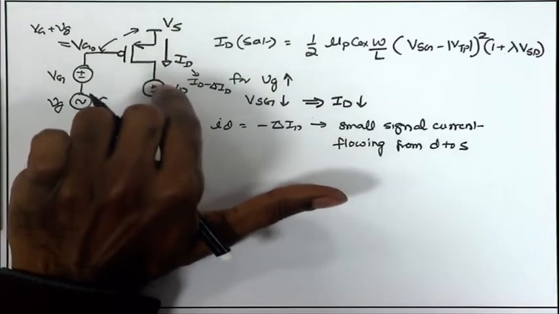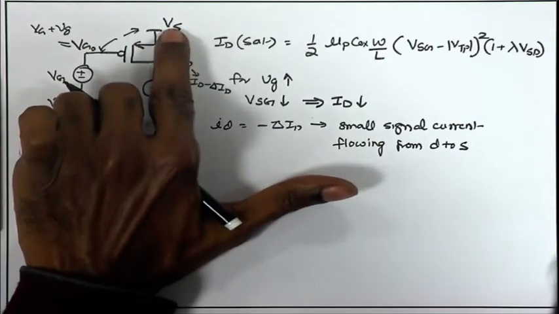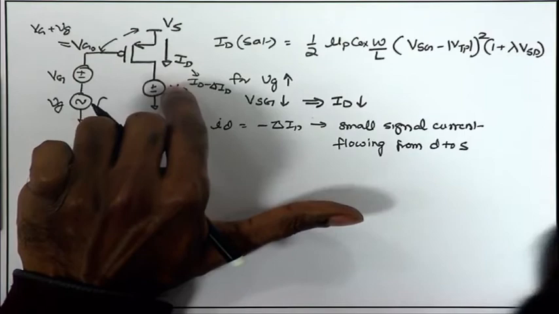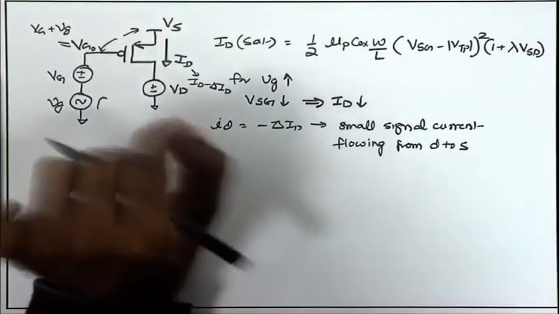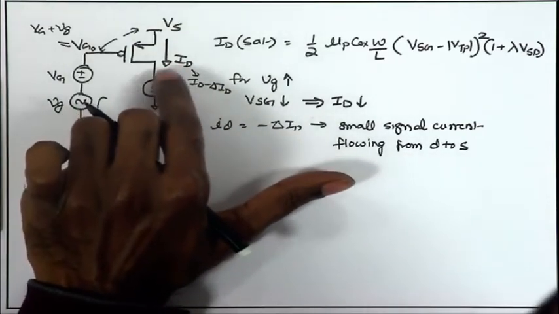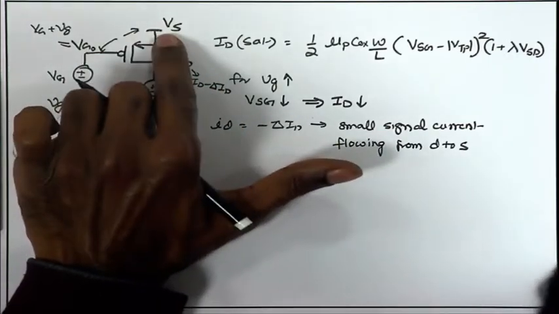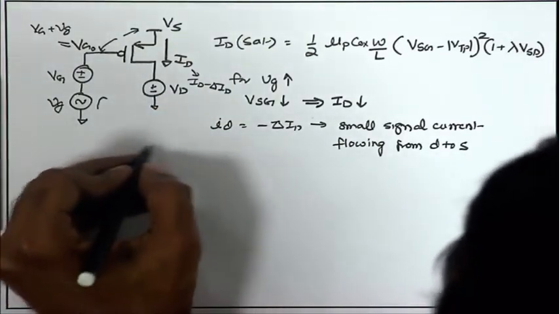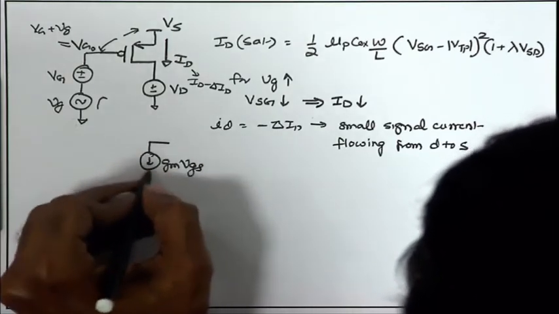So, I can still use the positive Gm and define the small signal current as flowing from drain to source. Increasing Vg reduces the DC current, but it increases the small signal current flowing from drain to source. That delta Id is negative, but I define the small signal current as minus delta Id, in this direction, it subtracts from the capital Id and hence leads to reduction in overall Id. So, according to that model, we again have the same polarity of the Gm Vgs term.